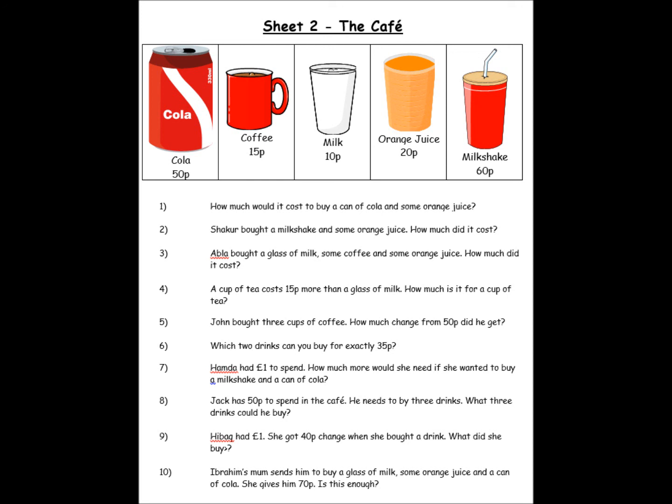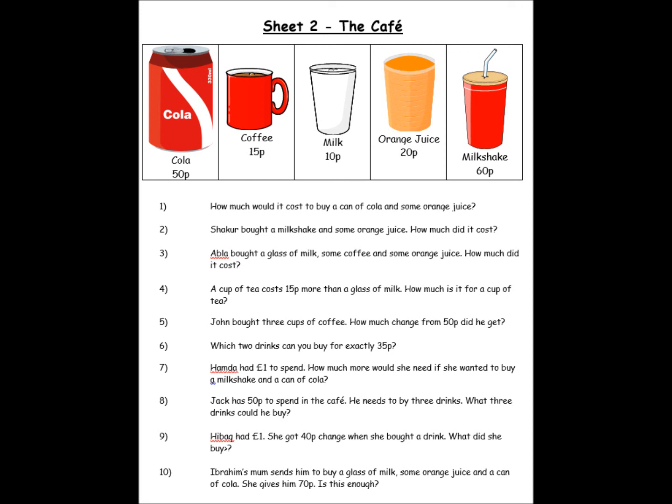So what we've got at the top is the prices of all the different drinks, and we've got 10 questions to work out. So for example, how much would it cost to buy a can of cola and some orange juice? We need to look at the price of the cola, we need to look at the price of the orange juice, and we're probably going to use a chimney sum to add those two prices up.